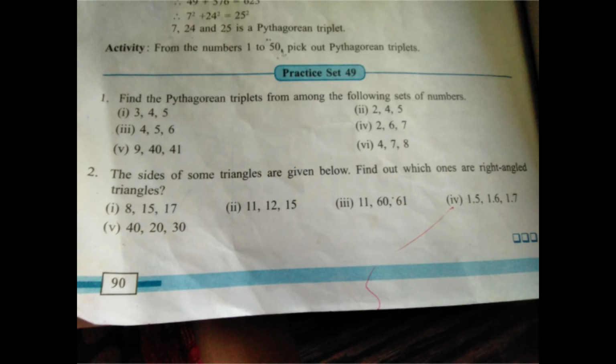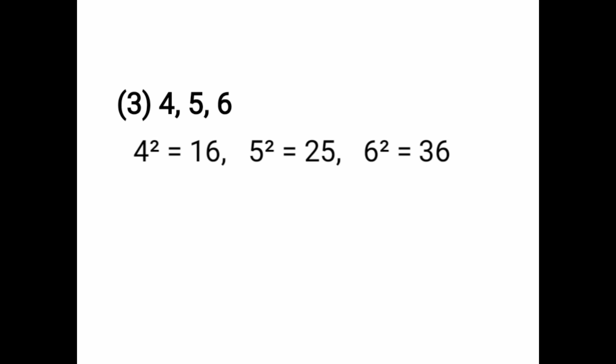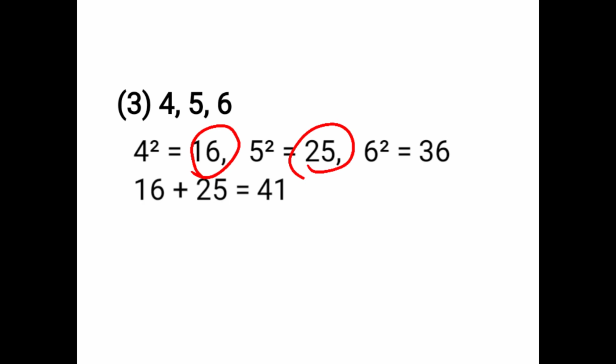Next one. 4, 5 and 6. Now write the square of these three numbers. Okay. 4 square is 16. 5 square is 25. 6 square is 36. Okay. Now you have to take the sum of the squares of the two smaller numbers. 16 and 25, add this. 16 plus 25. How much is getting? 16 plus 25 is 41 after adding.